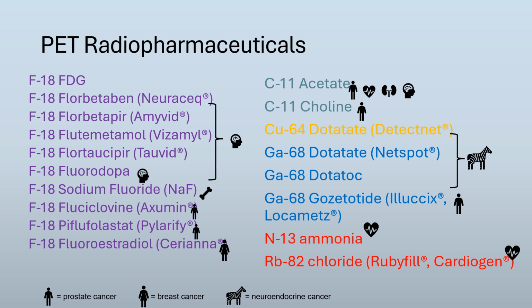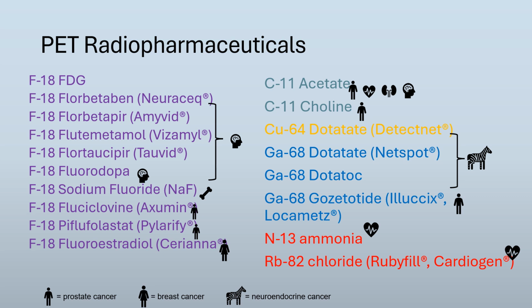Carbon 11 acetate has a lot of different uses. It's used in prostate imaging, cardiac, renal studies, and studies of the brain. Carbon 11 choline is used for prostate imaging. Now, because of the half-life of carbon 11, those have not widely been accepted, and it's very difficult to get them commercially available because of the short half-life.